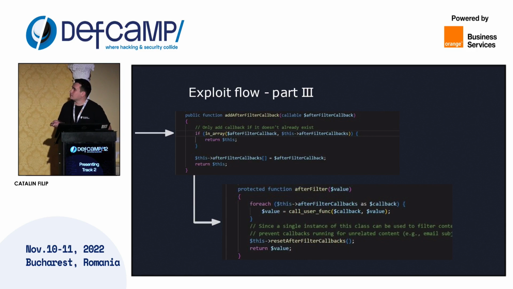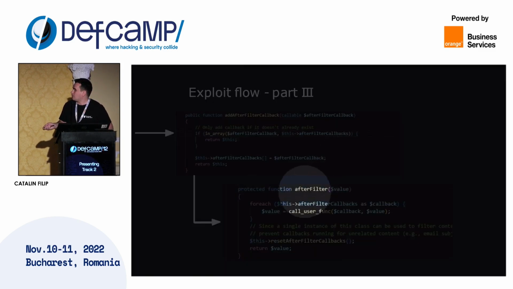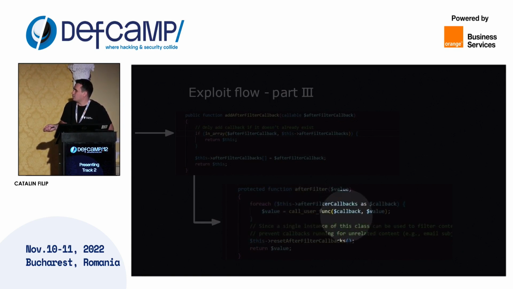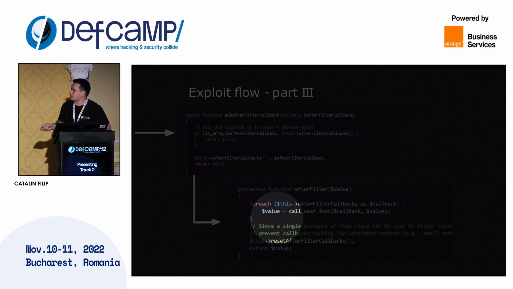Our goal was to reach a function which is called a magic function in PHP, because magic functions could lead to remote code execution. If we could do some input like we wanted to do, we could end up here and call user func, which has two parameters, callback and value. If we could modify those values, we could practically reach our remote code execution.